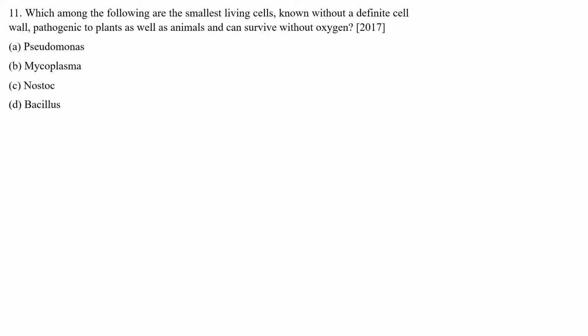The question here: which among the following are the smallest living cells known, without a definite cell wall, pathogenic to plants as well as animals, and can survive without oxygen? Four options: Pseudomonas, Mycoplasma, Nostoc, and Bacillus. So you have to find out the correct answer.